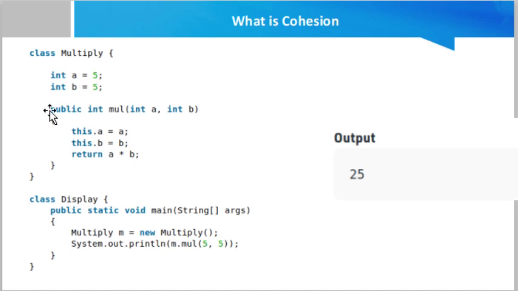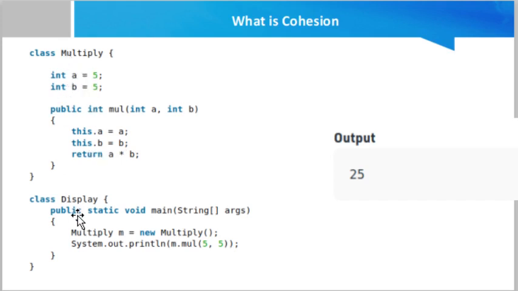For example, take this as an example: class Multiply. It has two integer variables a and b. Then there is a multiply method, which will multiply a by b and return the value. So this is one class.